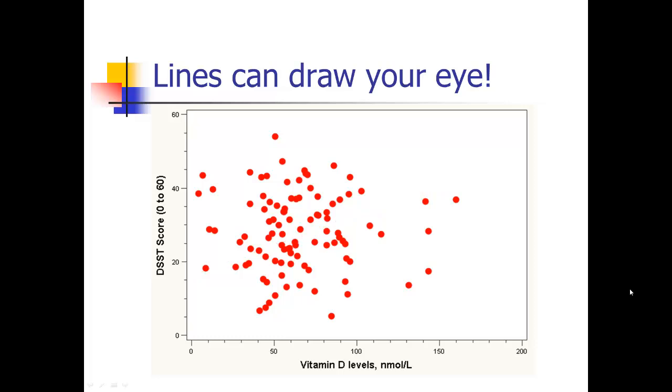If I take the line off, you can see that these are made up data, so I know there's no relationship between those two things; it's actually a completely flat slope. There is no relationship here between vitamin D levels and DSST score. But when you put the line on, it suddenly looks like there's an increasing relationship. So be careful when you're superimposing lines, because it often makes the relationship look stronger than it really is, and that can be a little bit misleading.